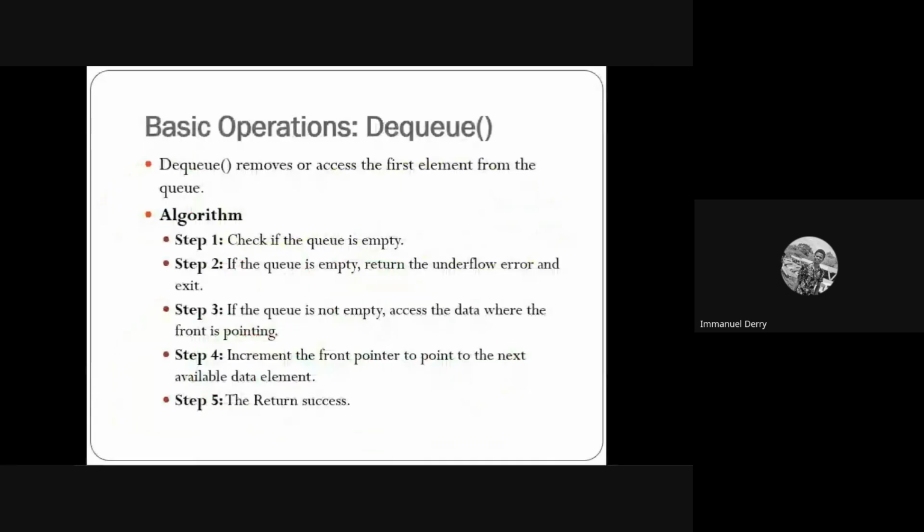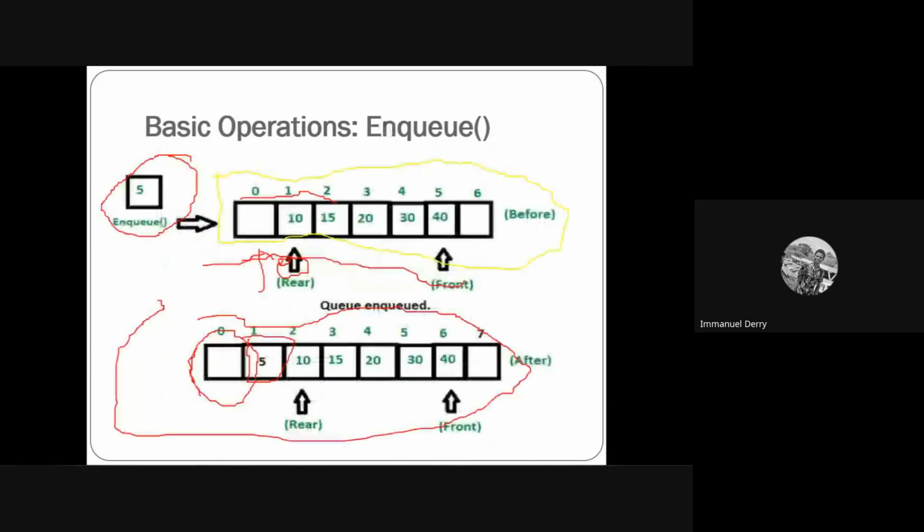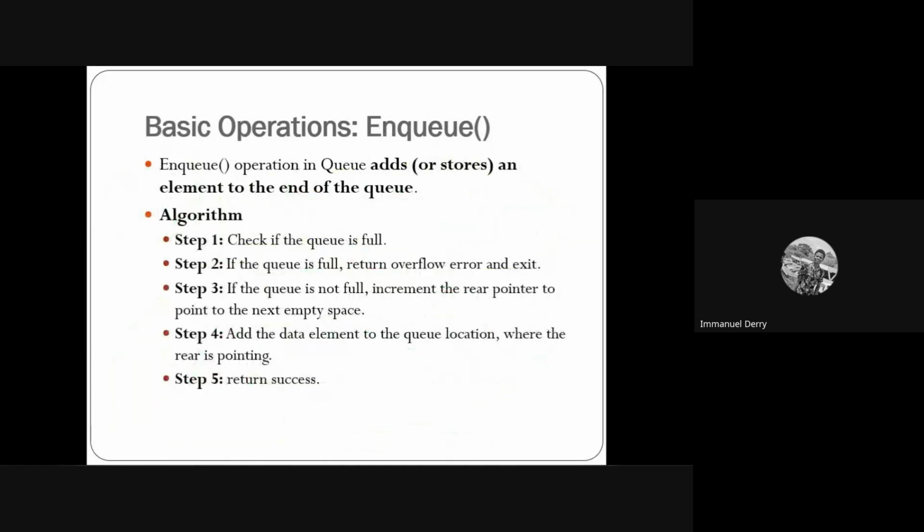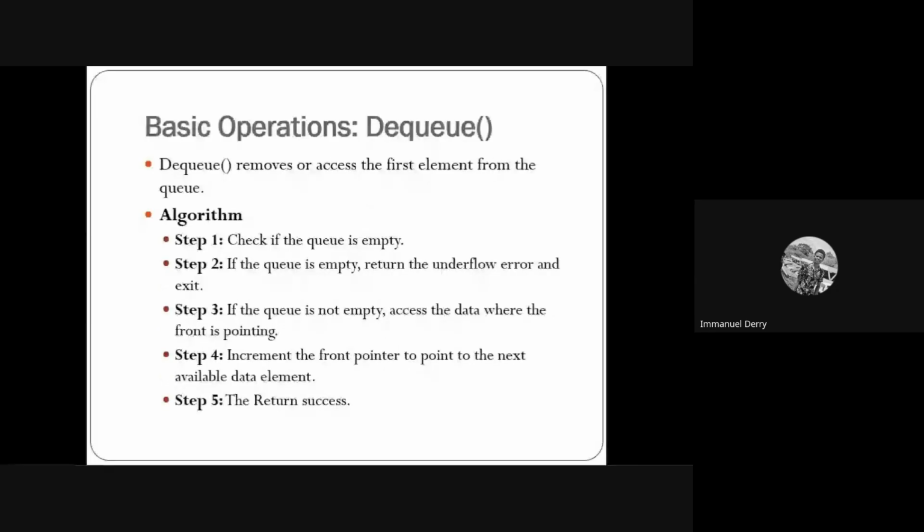All right, let's go to the dequeuing operation. We said earlier that the dequeuing operation removes the first element from the queue, and this is how the algorithm works. However, with this one, we need to check if the queue is empty. If the queue is empty, we return the underflow error and exit.